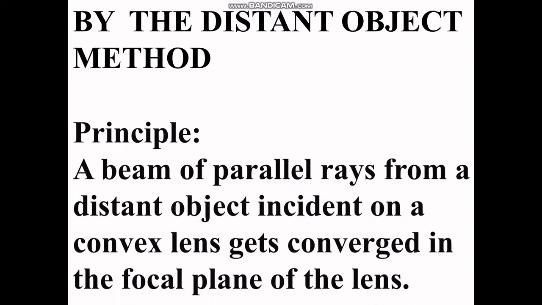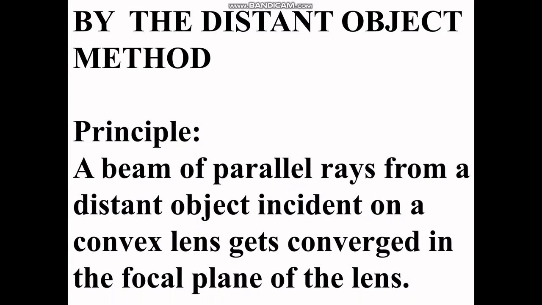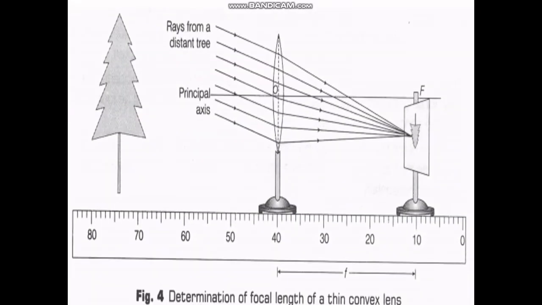Now, the principle in this context is that a beam of parallel rays from a distant object incident on a convex lens gets converged in the focal plane of the lens. You're well aware that whenever the object is at infinity, the image is formed at the focus. That means the distance between the image and the lens will be the focal length.